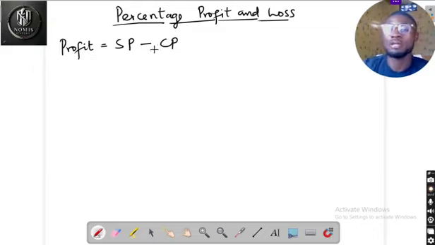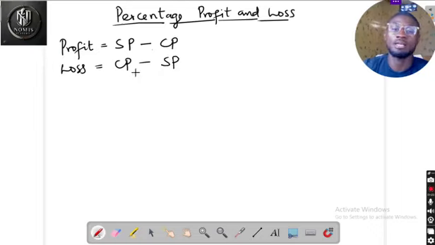But if my cost price is greater than my selling price, then I'll have a loss. So in that case, loss is equal to cost price minus selling price. So what do we talk about the percentage now? How do we calculate the percentage? Now let's take it one after the other.